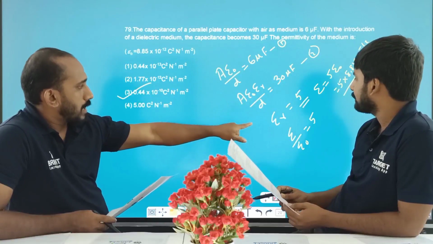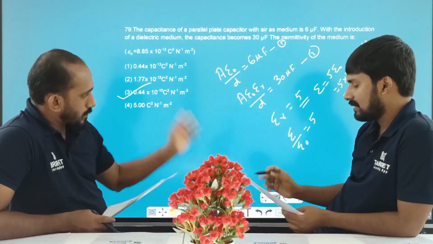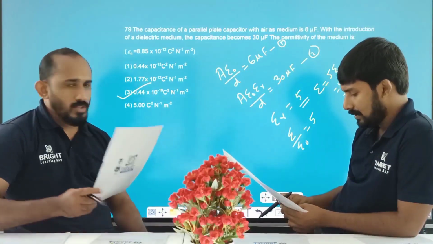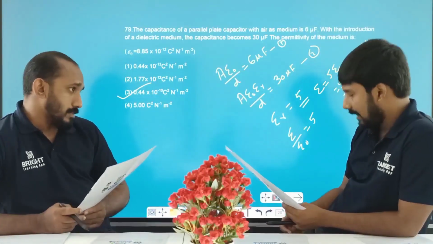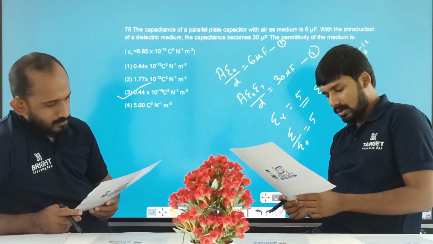First you have to find the epsilon r, the relative permittivity. From that you can get the permittivity epsilon. The same epsilon r you can put in terms of k also, the relative constant. Fine, we can move to the next question.